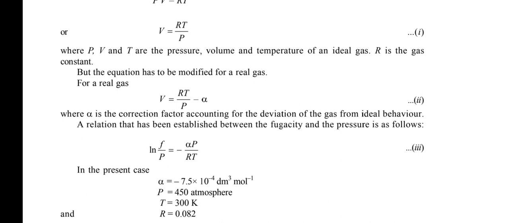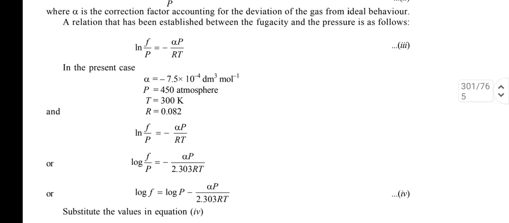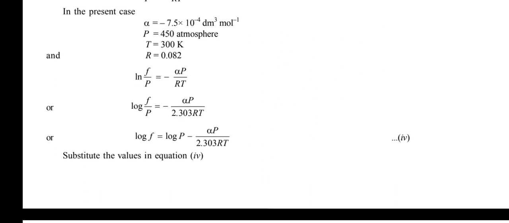A relation that has been established between the fugacity and the pressure is as follows: ln of f by P equals minus of alpha P by RT. In the present case, alpha equals minus 7.5 into 10 raised to power minus 4 decimeter cube per mole, P equals 450 atmospheric, temperature equals 300 Kelvin, R equals 0.082. ln of f by P equals minus alpha P by RT. Log of f by P equals minus alpha P by 2.303 RT. Logarithm of f equals logarithm of P minus alpha P by 2.303 RT.